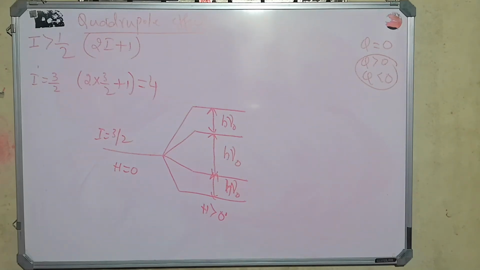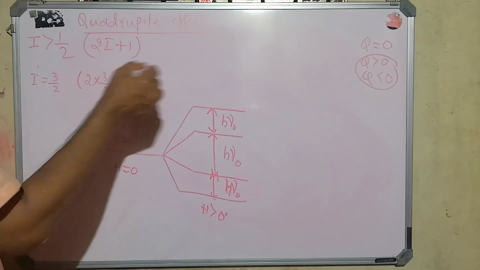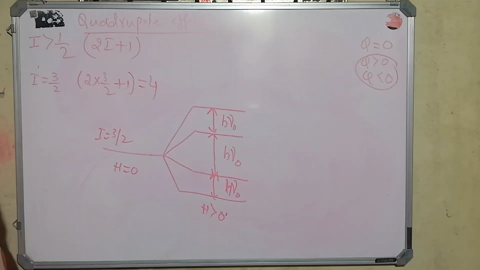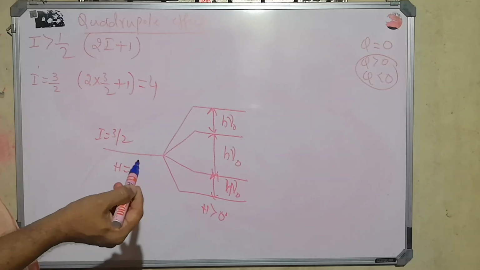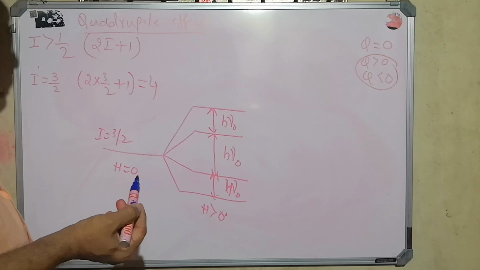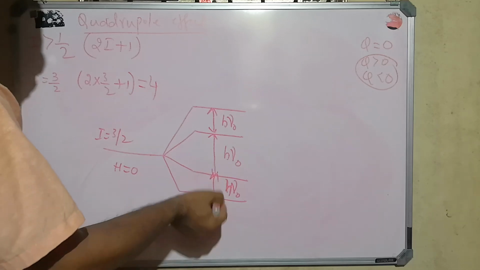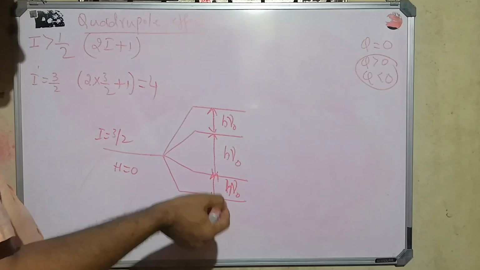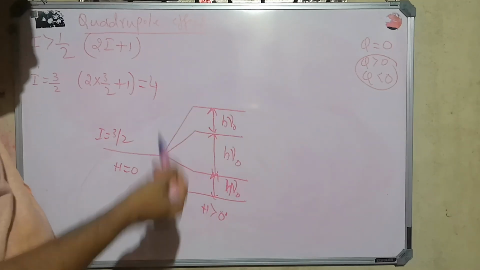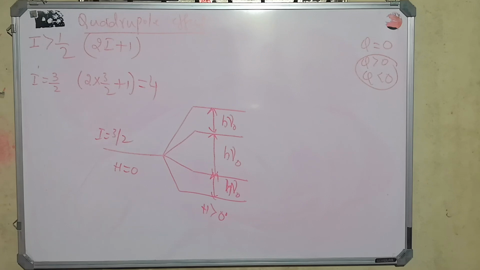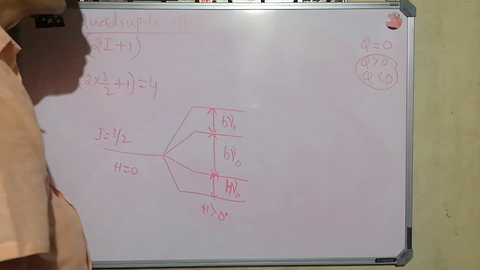Now, this is the case when we are observing for Q is equal to 0. But in some crystals, an additional splitting is caused. That means we are getting not only a single peak, we are getting 3 peaks for these energy levels. How are you getting this? What is the reason for this? The reason for this is a quadrupole moment, that is the non-spherical shape of the nucleus.